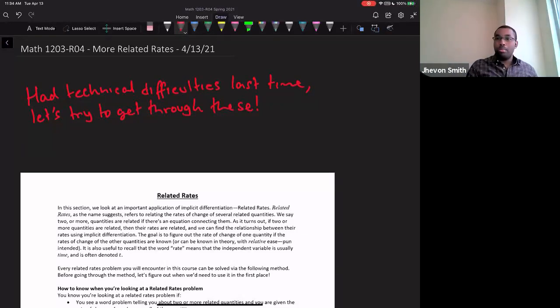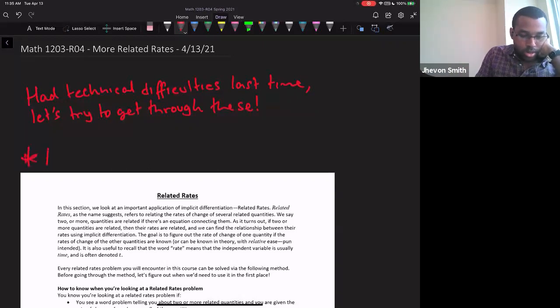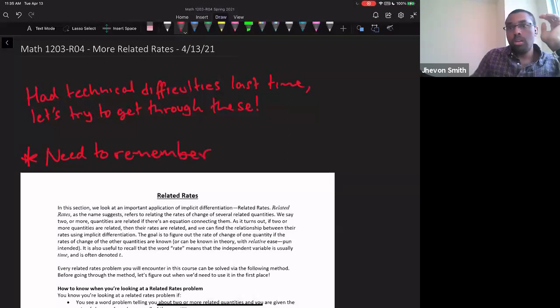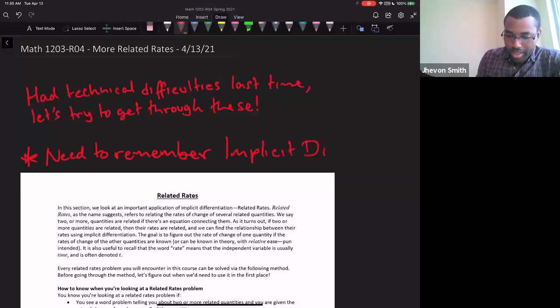So yeah, more related rates. We spoke about it very briefly last time. I will go over it a little bit more now, but we had technical difficulties, and so we never even got through one of these. I did go through some of these problems in my other class as well. So I can say preemptively for now, you are going to have to, coming in, you need to remember implicit differentiation. It's a very important thing here.